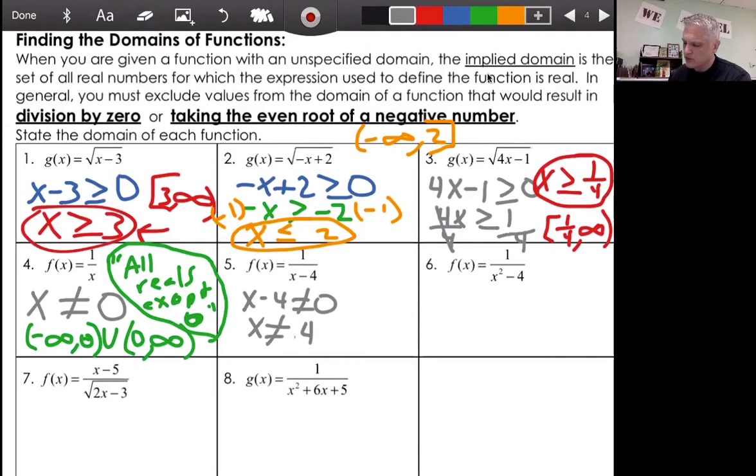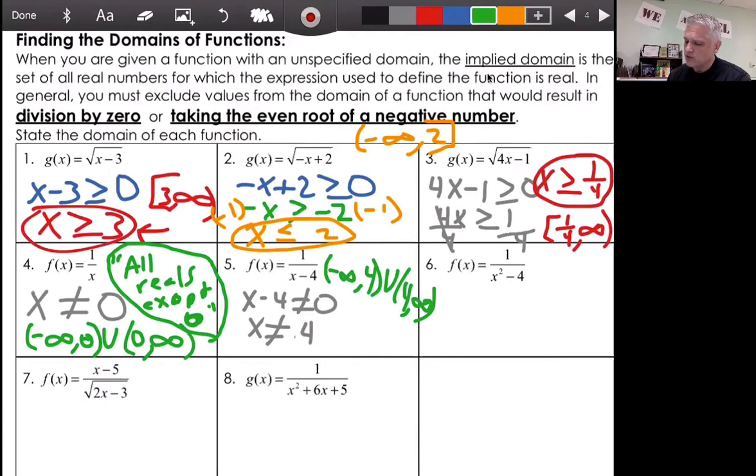If you wanted to put this in interval notation, this would be negative infinity to 4, union 4 to infinity, with parentheses by the 4s because it can't equal the 4. Okay? It's everything else from negative infinity to infinity, but no 4. Everything but 4. Okay, those are pretty straightforward.